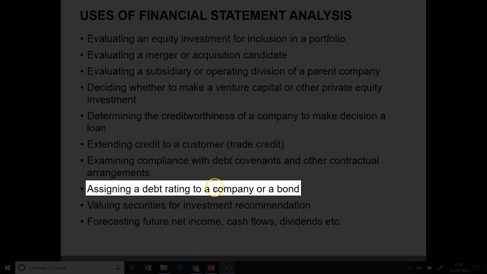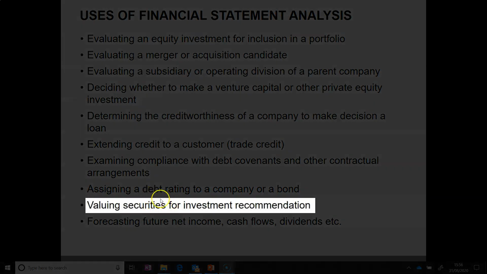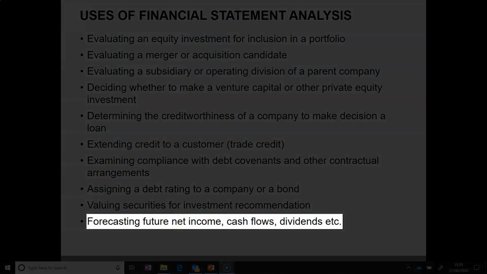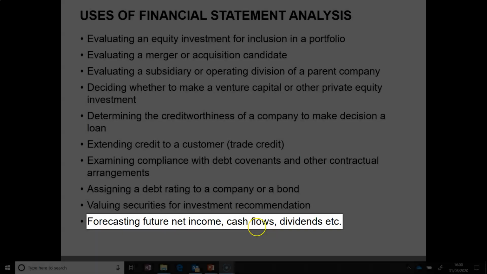Financial statement analysis is used to calculate different relevant and important ratios that are used to assign a credit rating to a company or the bonds it has issued. Financial statement analysis is also used for valuation of securities, both debt and equity, and to make investment recommendations of whether to buy, sell, or hold each. Financial statement analysis is quite useful for forecasting the financial statements, which are used to forecast future net income, cash flows, dividends, and capital structure. All these are important for investment analysis, financial analysis, credit analysis, and valuation of financial securities.